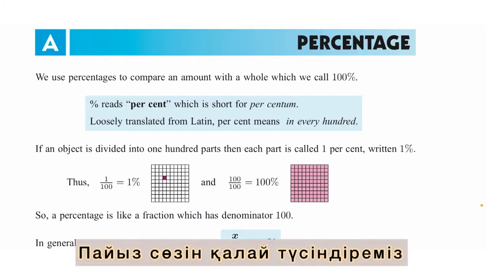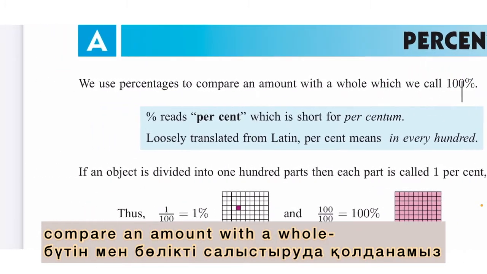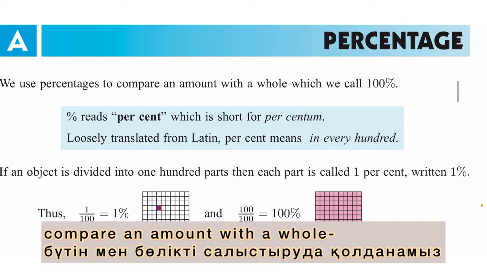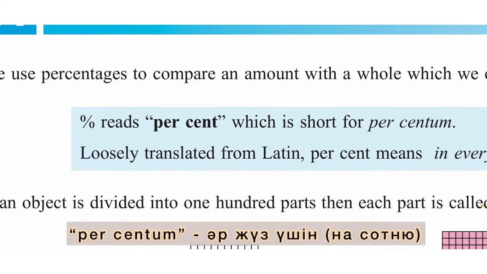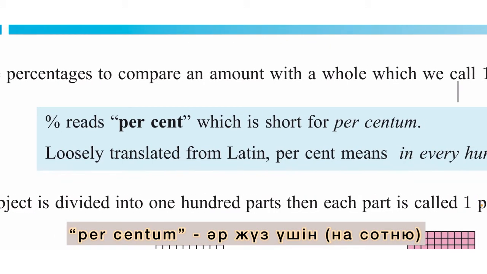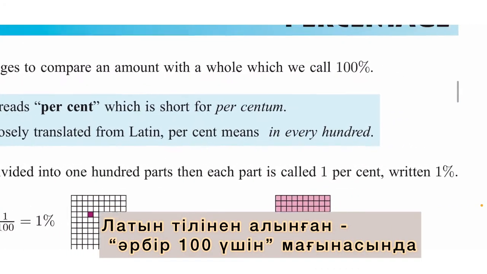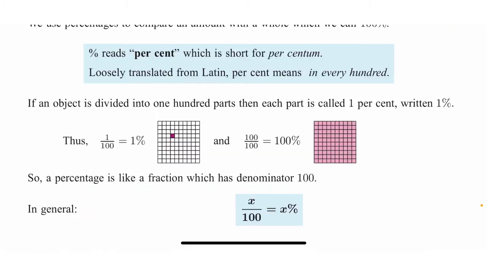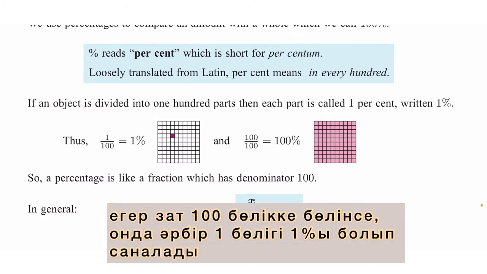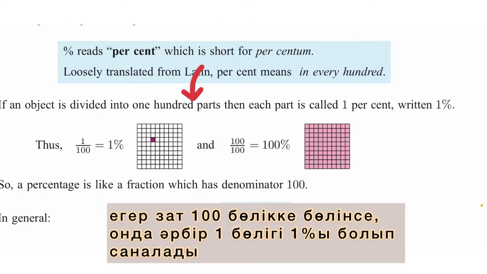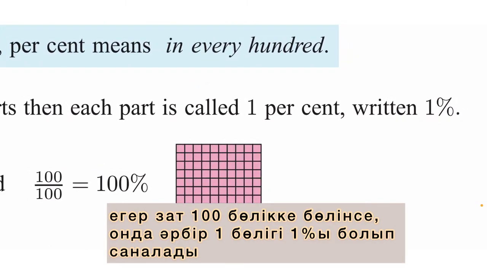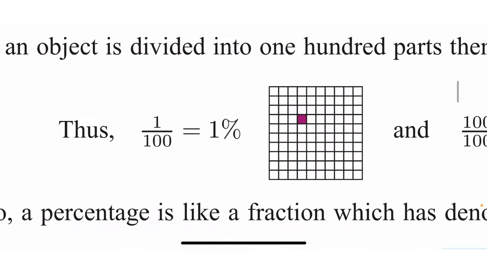Let's give a definition for a percentage. We use percentages to compare an amount with a whole, which we call 100%. It reads per cent, which is short for percentum. Loosely translated from Latin, percent means in every 100. If an object is divided into 100 parts, then each part is called 1%, written 1%. So 1 over 100 equals 1%.